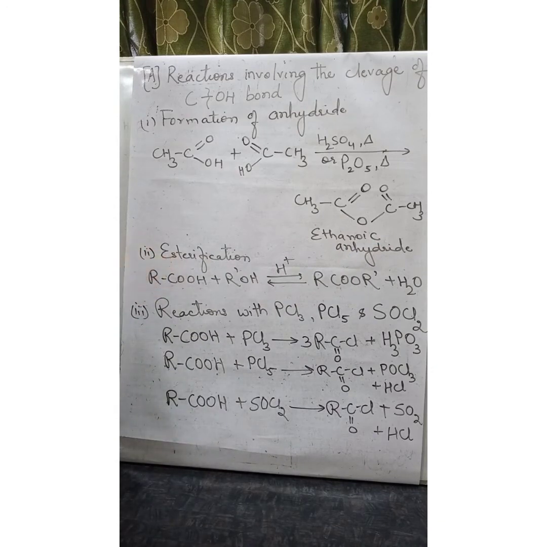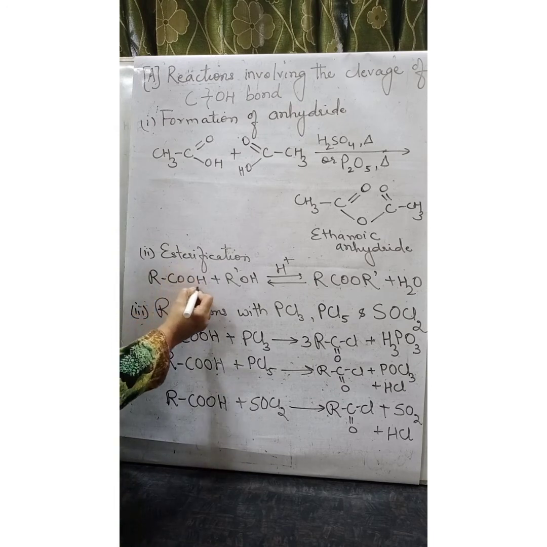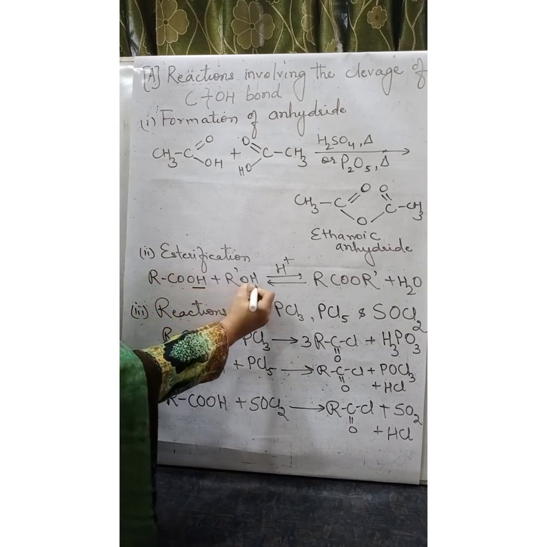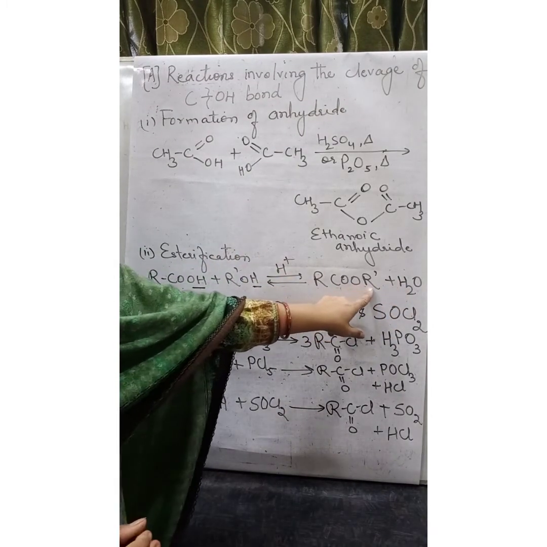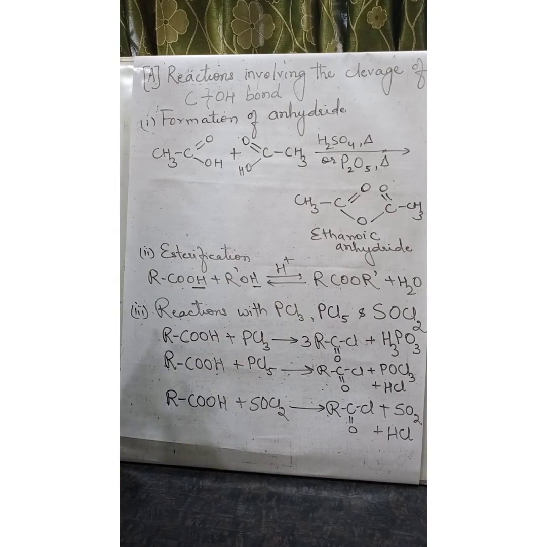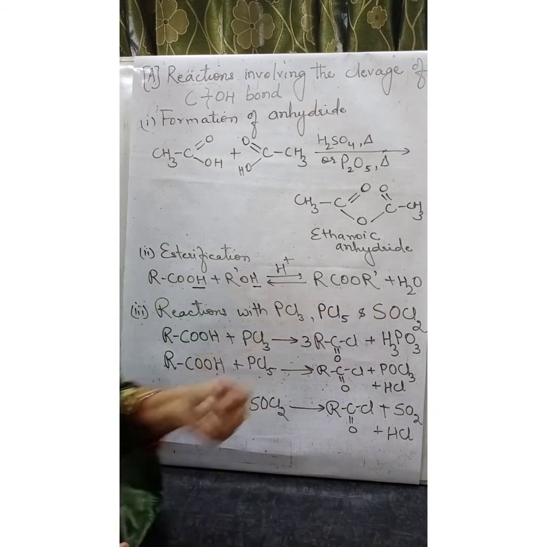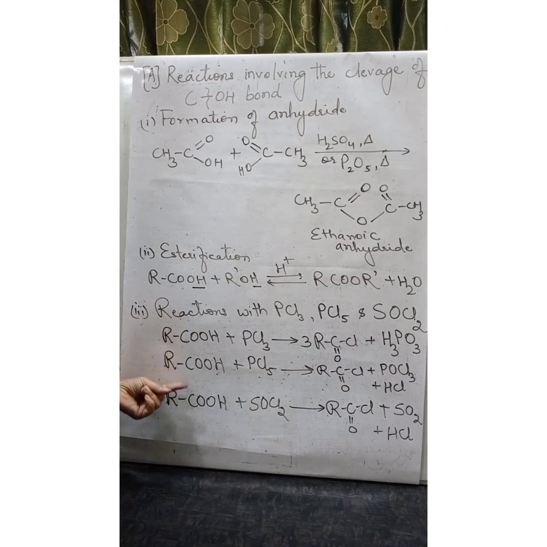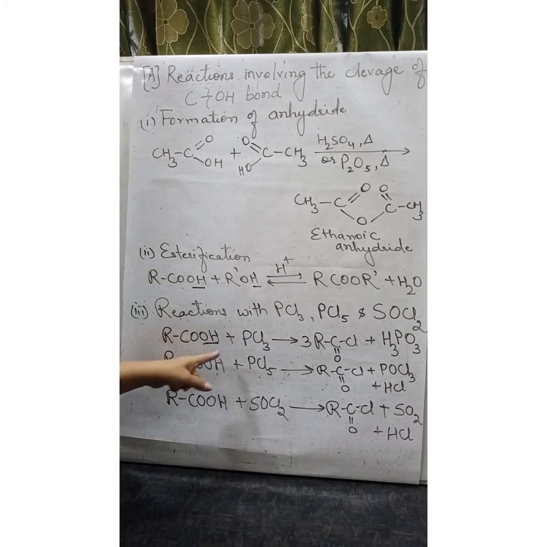Next is esterification reaction in which this C-OH bond breaks, this OH from here and one hydrogen from here is removed as water molecule resulting in the formation of ester. Third category is reactions with phosphorus trichloride, phosphorus pentachloride and thionyl chloride. In all these three reactions, we can see that there is breaking of the C-OH bond and it results in the formation of the product.